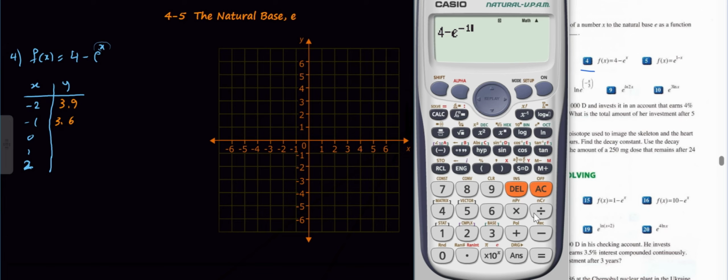If you put 0, we will get 3. If you put 1, we will get 1.3. If you put 2, we will get -3.4. So we have to plot these five points on the graph.